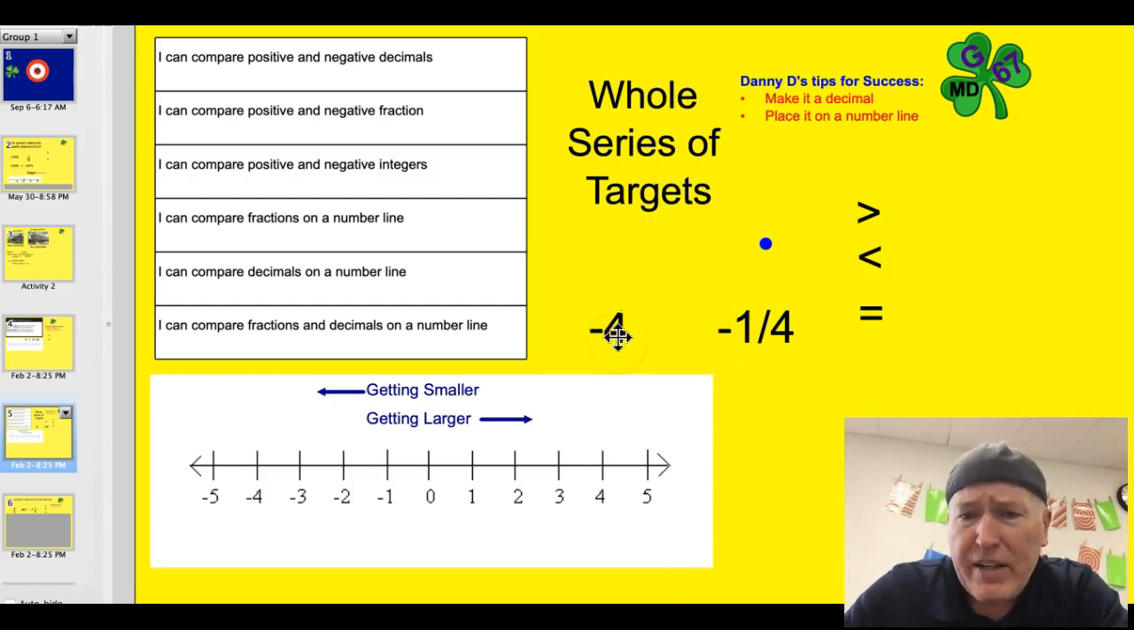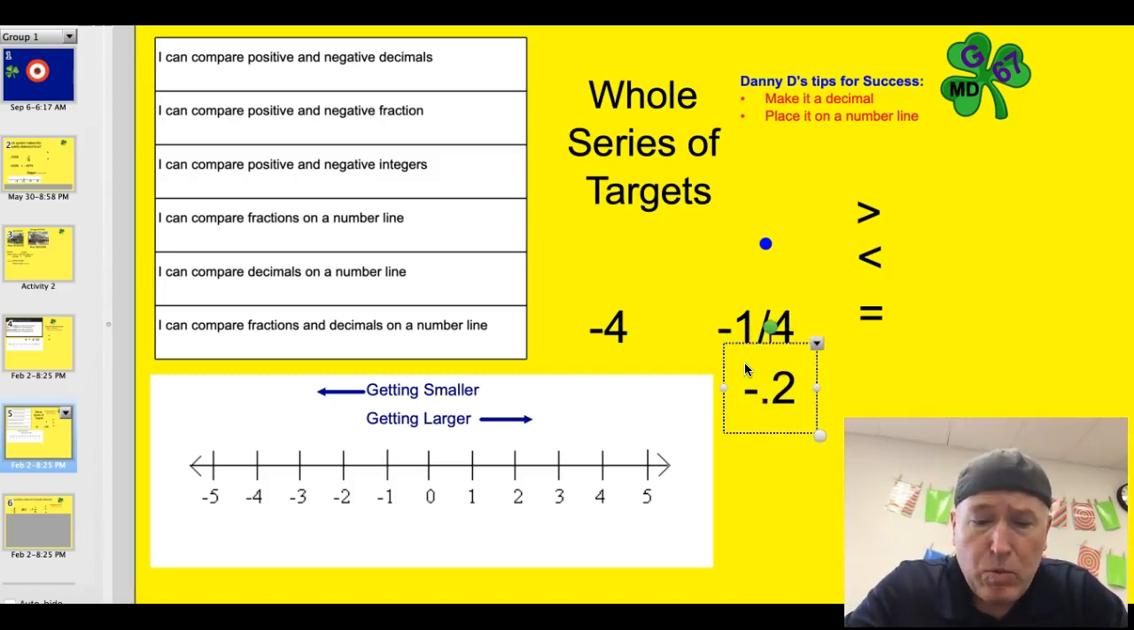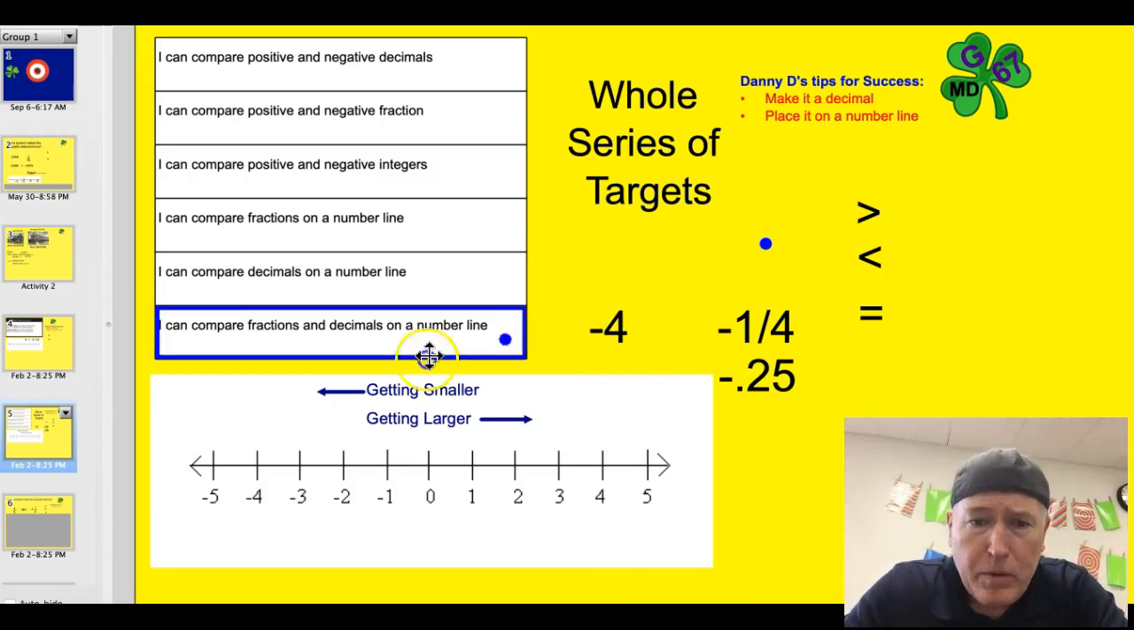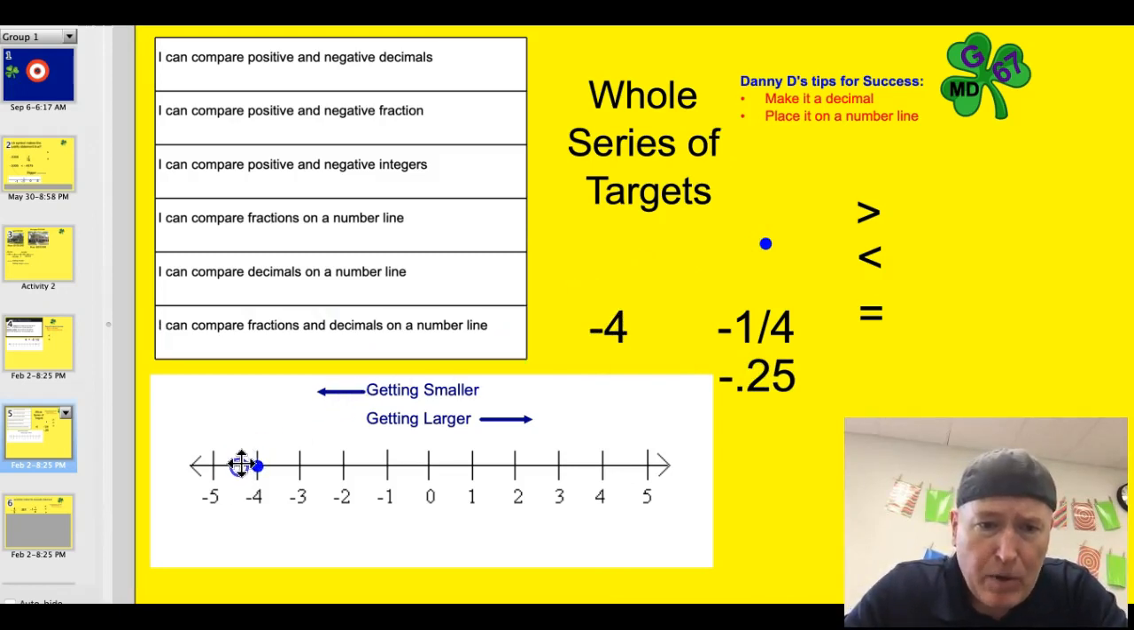So here now we have negative 4, and we have negative 1/4. Let's say you don't really know that 1/4 is 0.25. So let's just put this one in as a decimal. Now we've got them both in decimal form, so we have something to compare. Negative 4 would be here. And we have to think about this: negative 0.25. This is 0 and this is 1, so this would be a negative half. So negative 0.25 is going to be right here. Which one is greater?